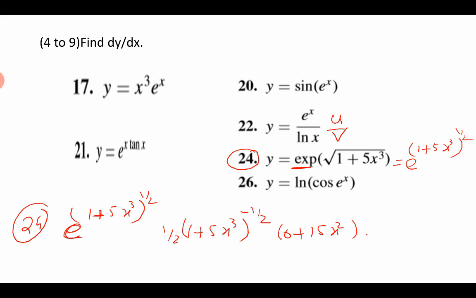Simplify this one. In the numerator you will get 15x squared into e power (1 plus 5x cubed) to the power half, and in the denominator you will get 2 into the square root of 1 plus 5x cubed. That's it. So try the last one yourself.